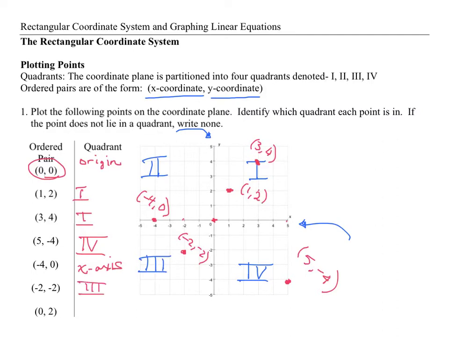And last but not least, 0, 2. 0 means I start at 0 and I don't go left or right, so I need to go up 2. And there it is. This is the point 0, 2, and it's on the y-axis. Again, not in a particular quadrant, it's on a boundary.